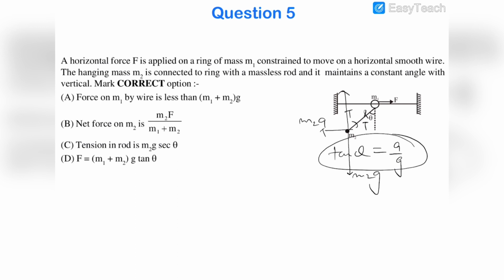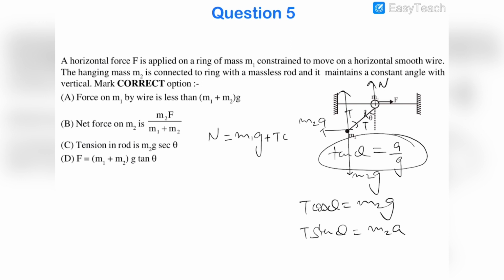The y component of T would be T cos theta, which would balance m2g, and T sin theta would balance m2a. The net force by the rod on the ring is the normal reaction N, and this normal reaction would be m1g plus T cos theta. So N would be equal to (m1 plus m2)g. So option 1 is incorrect, because it says that the force on m1 by the wire is less than (m1 plus m2)g.